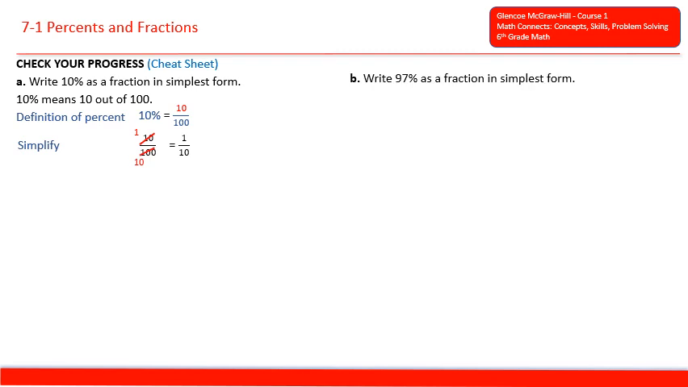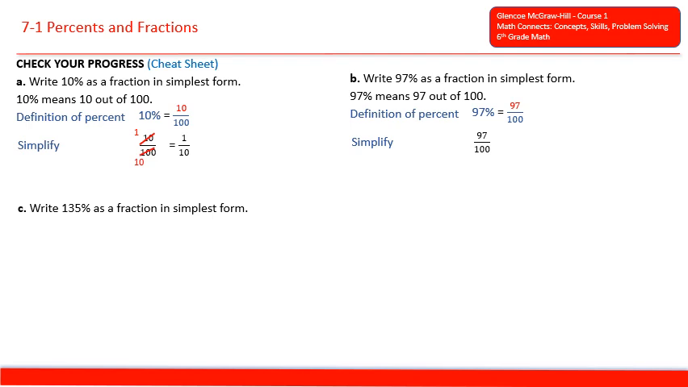Write 97% as a fraction in simplest form. 97% means 97 out of 100. The definition of percent is 97% equals 97 over 100. And that is simplified.